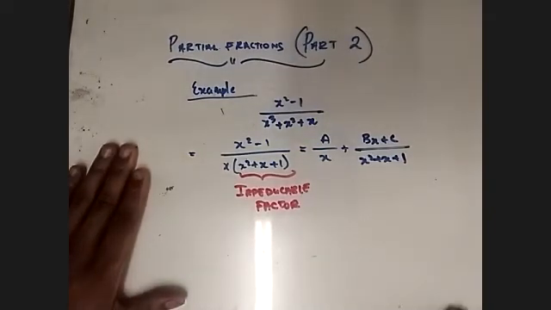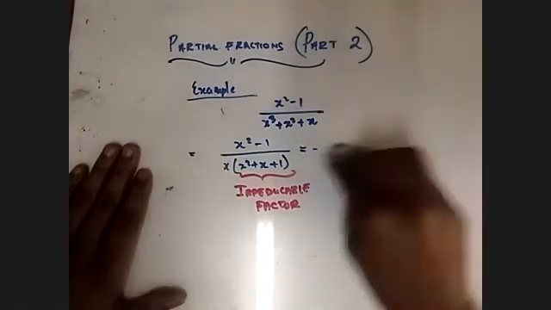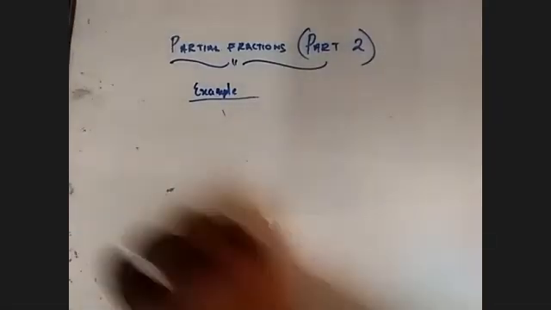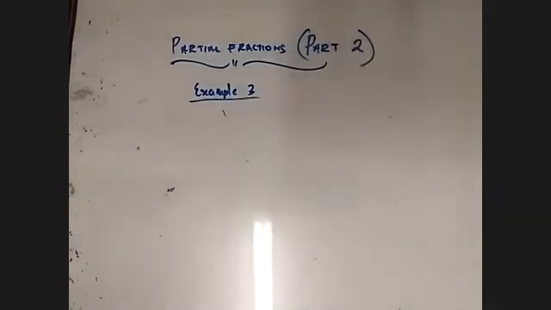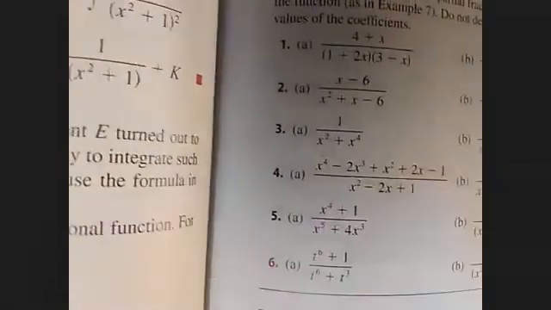So let me take number 5. Let me build your confidence. Let me take number 5 and do it as example number 3. So number 5 is this one. So I'm going to do number 5.